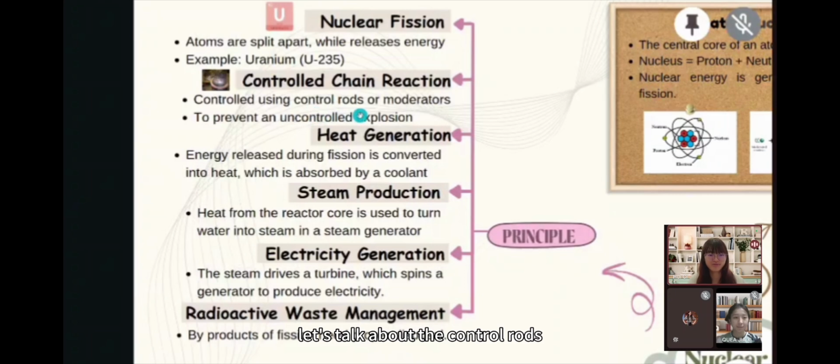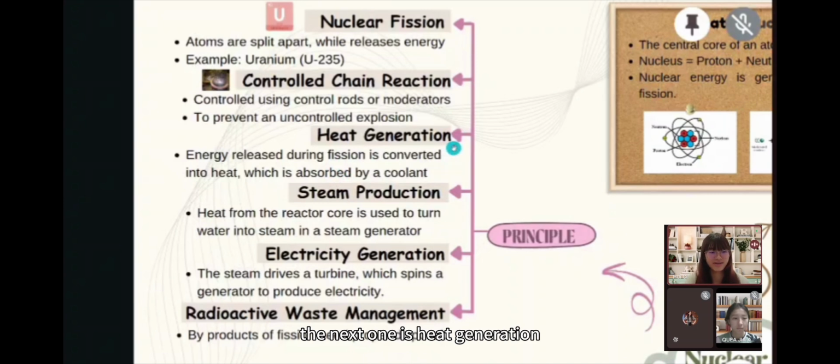Let's talk about the control rods. Control rods are made from boron or cadmium. They help to absorb excess neutrons and regulate the rate of fission. The next one is moderators. Moderators use water or graphite. They help to slow down the neutrons and make fission more efficient.